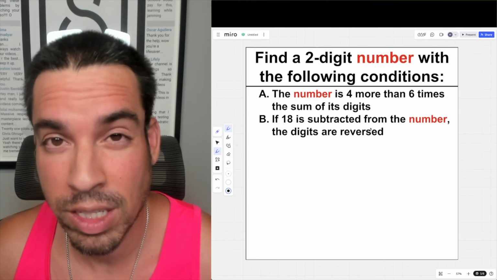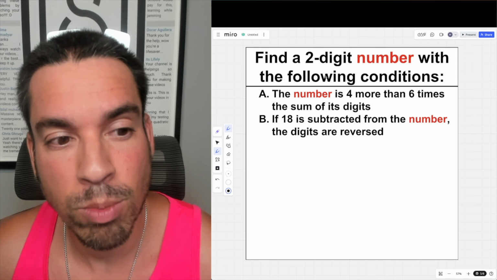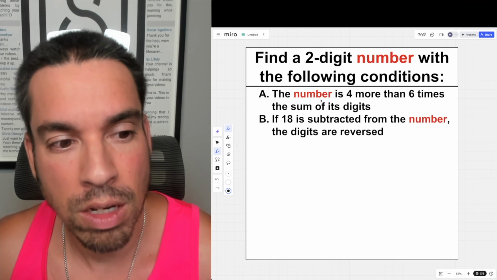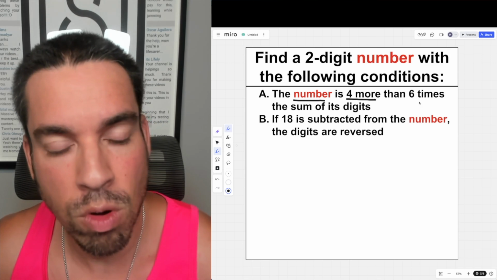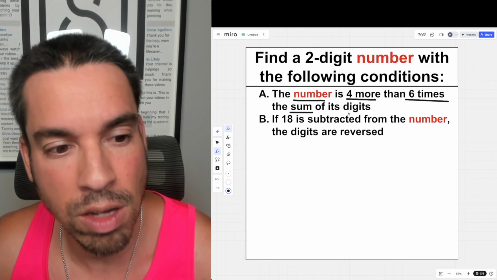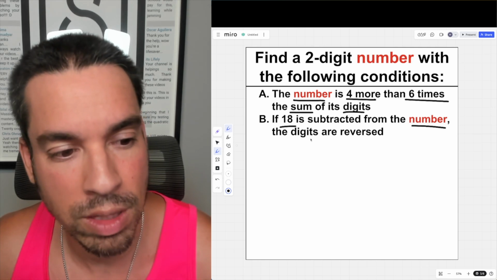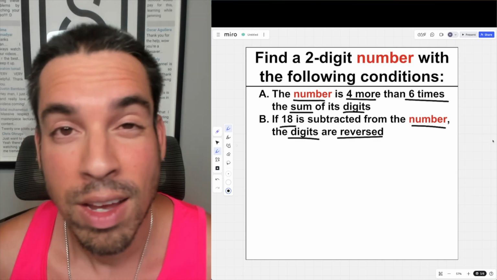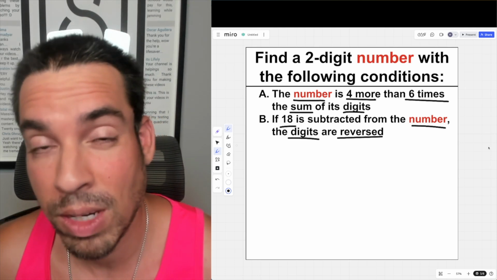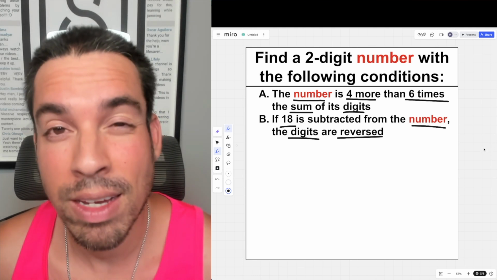In this one, the question is as follows. Find a two-digit number with the following conditions. The number is 4 more than 6 times the sum of its digits, and if 18 is subtracted from the number, the digits are reversed. Hit that pause button and see if you can figure it out. When you're ready, hit play, and I'll give you the explanation.